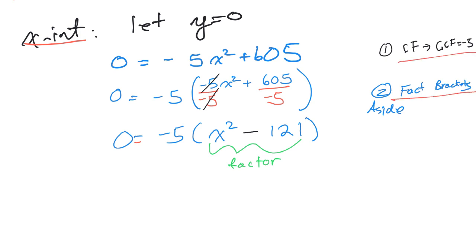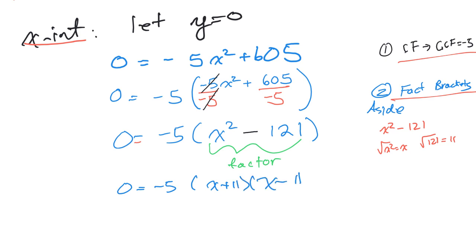All right. So now here's our aside. So we have x squared minus 121. Whoa. Hey, the square root of x squared is equal to x, and the square root of 121 is equal to 11. Wow, that's a difference of squares. So this says 0 is equal to -5, x plus 11, and x minus 11.